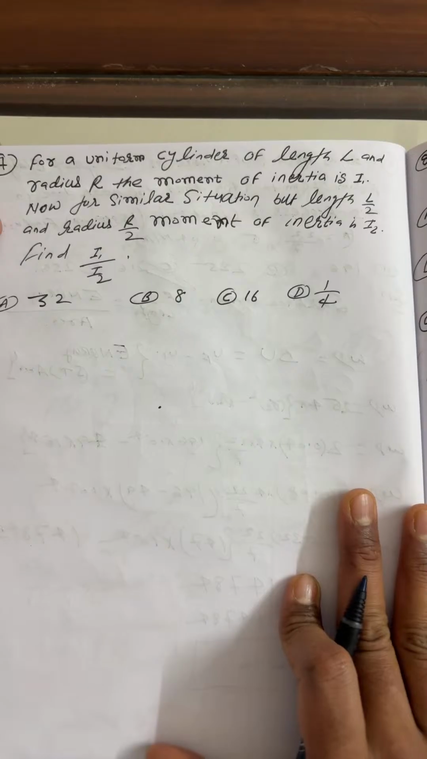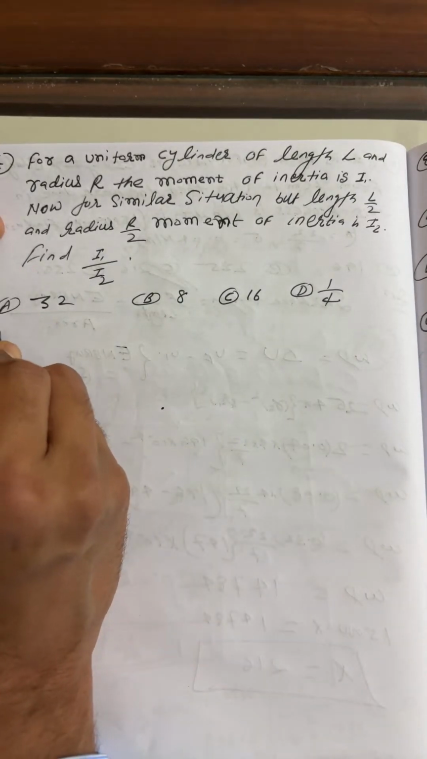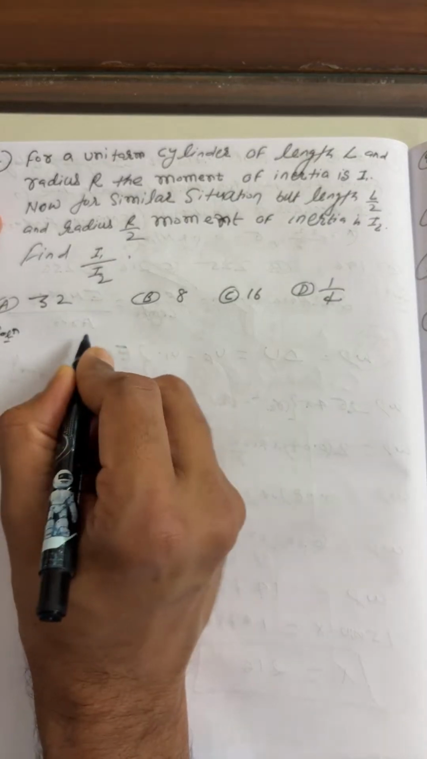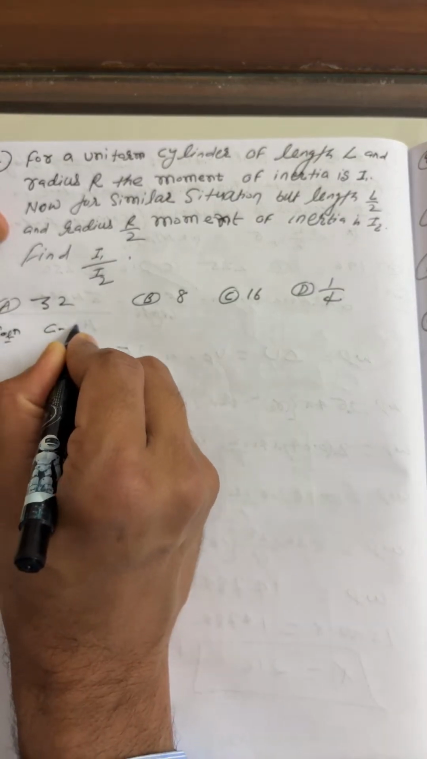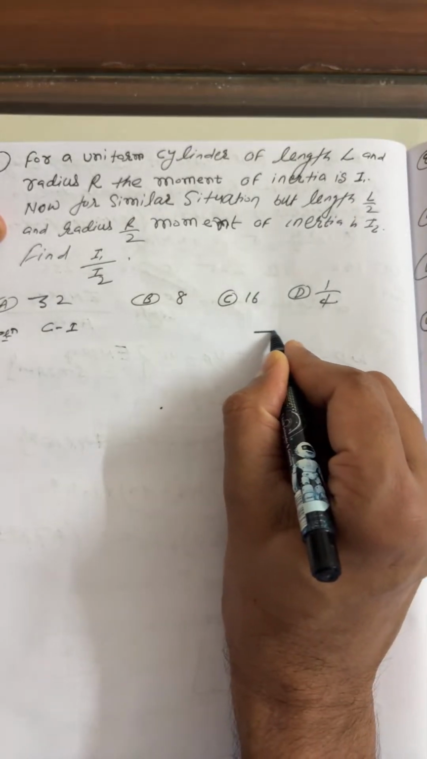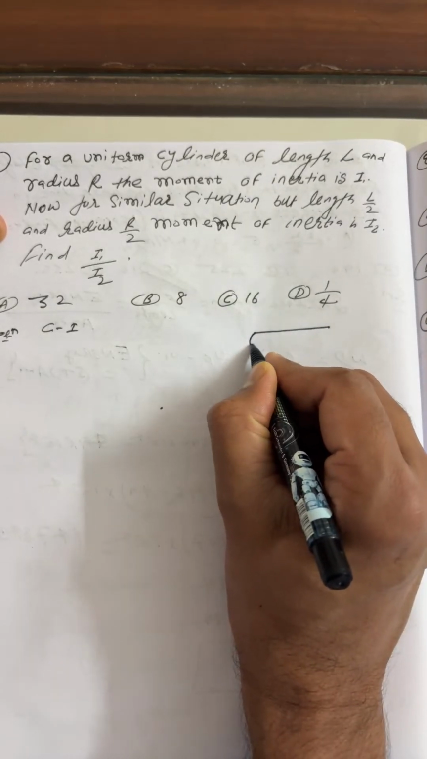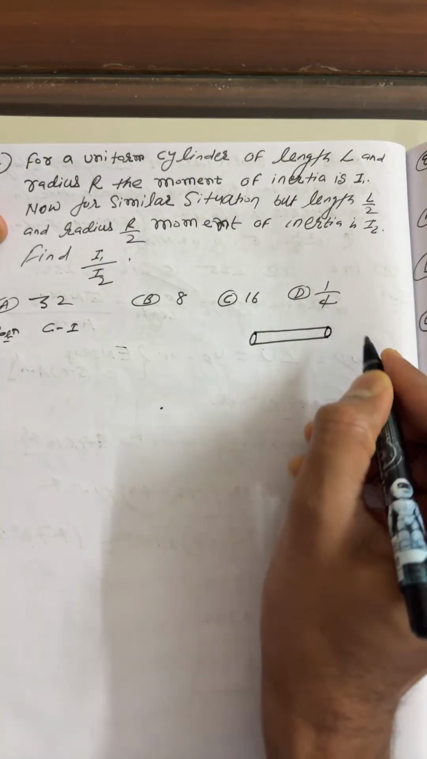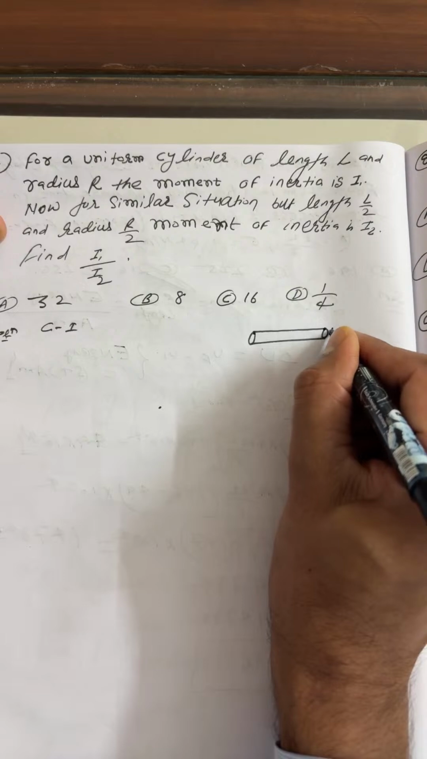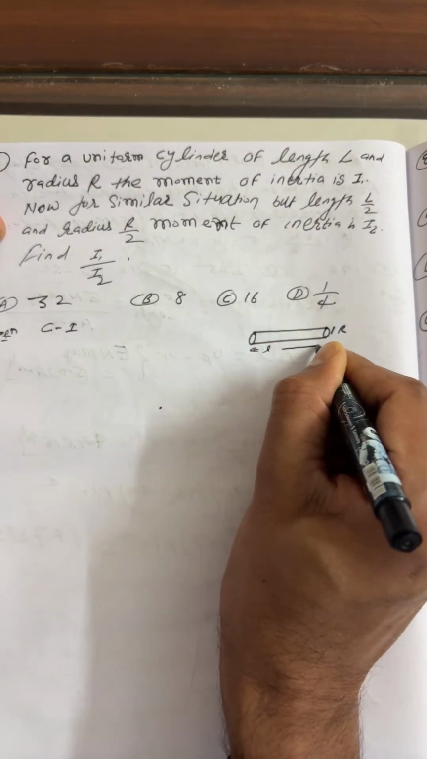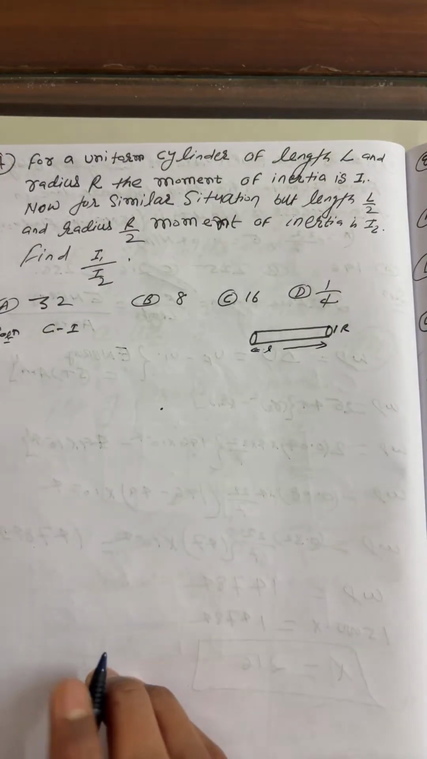Okay, but here I'll do it slowly, since there are two diagrams. This is case one. Beta, in case one, this is the cylinder. You can take this cylinder with radius R and length L. So we have to find I1.